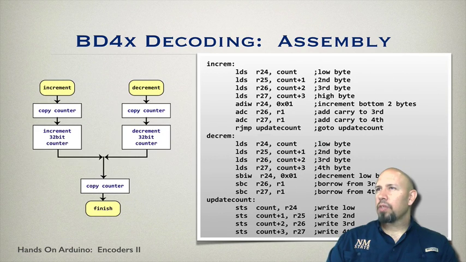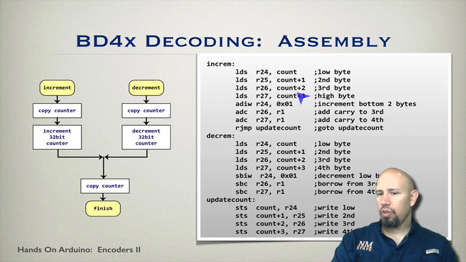Okay, so increment and decrement are two routines. In each case, increment and decrement, we first copy the counter. So here's what's happening. In each of these cases, notice the counter is what's called count. The low byte goes into register 24. The next byte goes into register 25, 26, and 27. We do the same kind of thing in decrement.